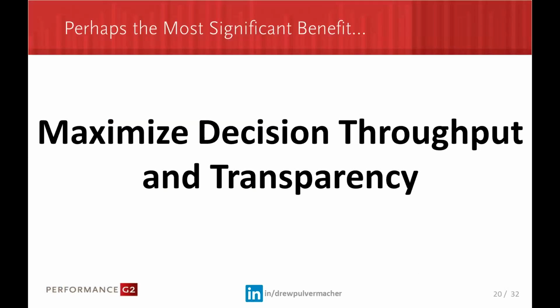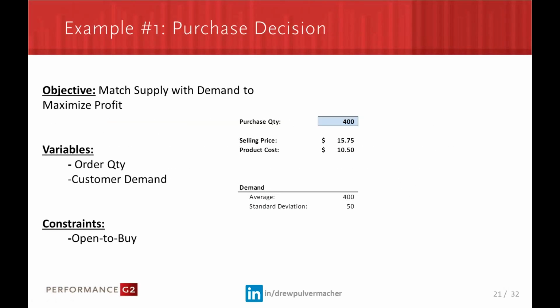Perhaps the most significant benefit is this will maximize decision throughput and transparency. When you're moving fast, I've seen this before, going from a company that was reporting on a monthly basis to transforming it to a daily basis, and people were picking up quickly and making some pretty bold steps of transforming their business.